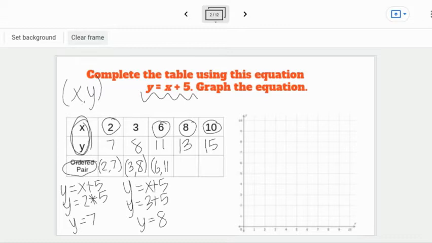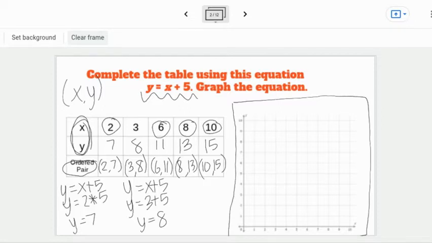6, 11, 8, 13, 10, 15. Now, your sub should have handed out a paper that has graphs that look like this. It's front and back pages of them. So this way, when we work through these today, you won't have to draw a graph on your whiteboard. You'll do this work on your whiteboard, and then you'll go to that other paper to graph.